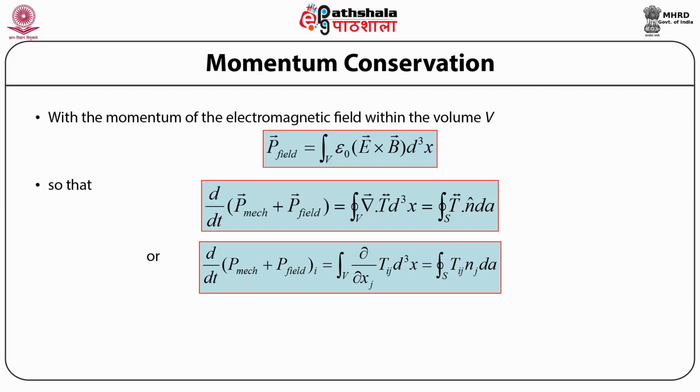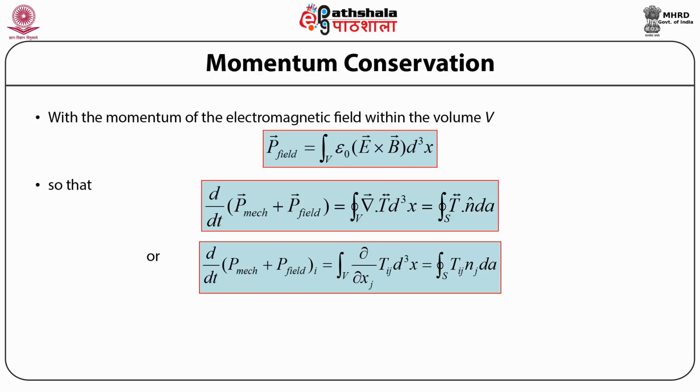And then we can further write this equation as the time derivative of the mechanical momentum P subscript mechanical plus the momentum due to the electromagnetic fields P subscript field, whole bracket close, ith component, and this is equal to the volume integral over the volume element d cube x of the partial derivative with respect to the jth component of the position x subscript j of the Maxwell stress tensor T subscript i j.